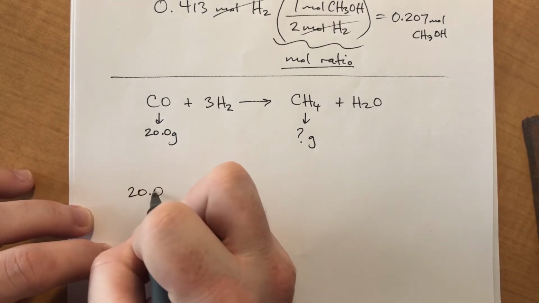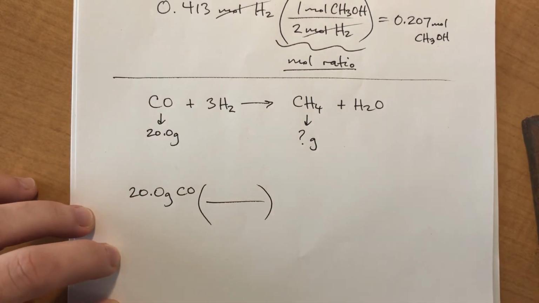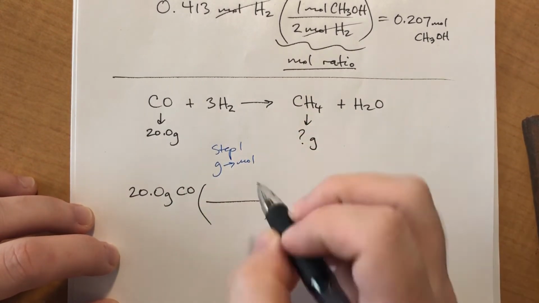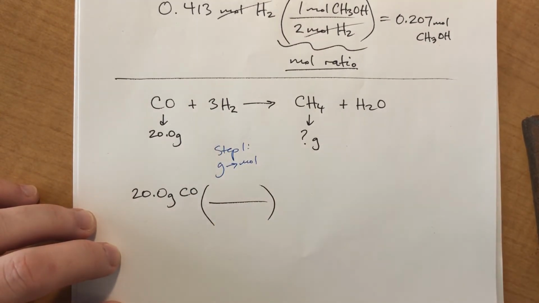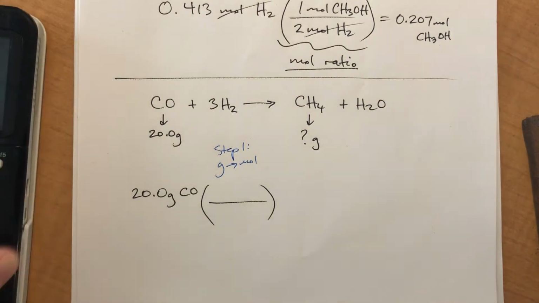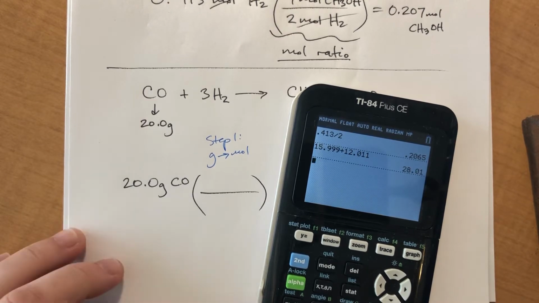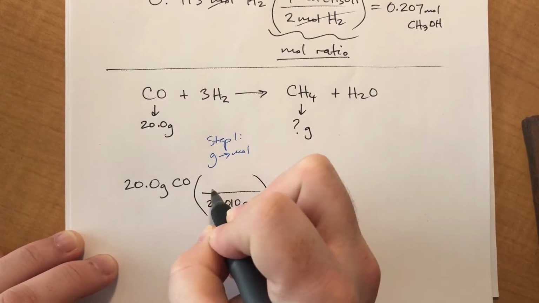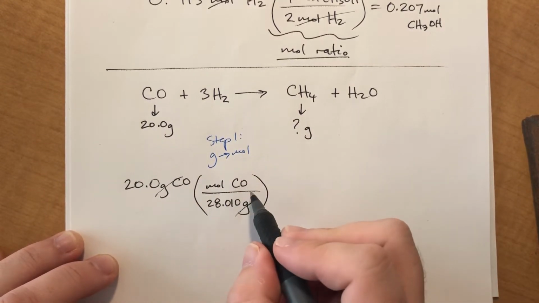So what we're doing is we're starting with 20 grams of carbon monoxide, and the first step is to convert from grams to moles. I'll try to write the steps here. Step 1, grams to moles. The reason is we need moles to relate these two things. They are not related by grams. So we add up a carbon and oxygen. So 15.999 is oxygen and 12.011 is carbon, and we get 28.010 grams per mole of CO. So our grams will cancel out, and we will now have moles.